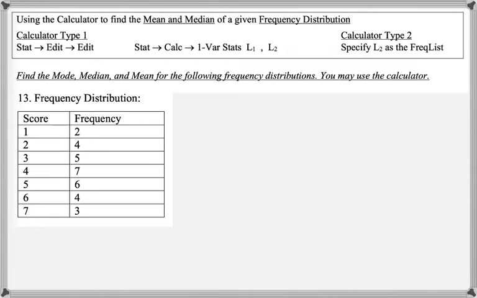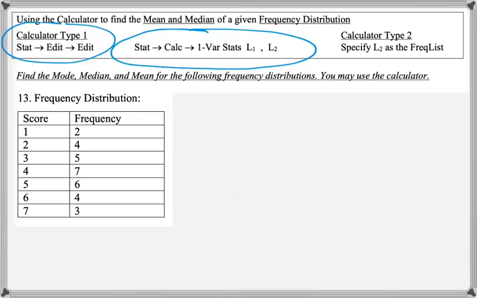Next, I want to show how you can use the calculator to find the mean and median of a frequency distribution. So we want to go to Stat Edit, and then Stat Calc 1-bar stats, press L1, L2, and then if you have the second type of operating system, just make sure to list L2 as your frequency list, and then press Calculate.